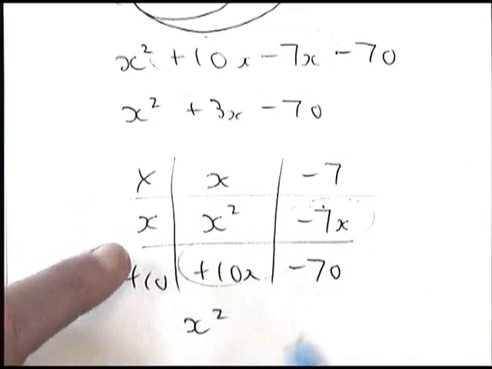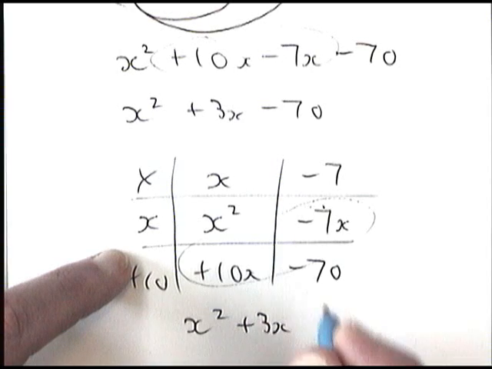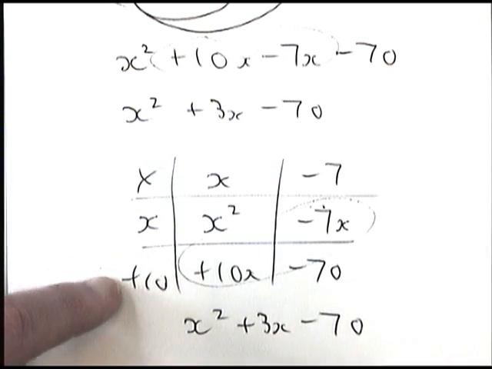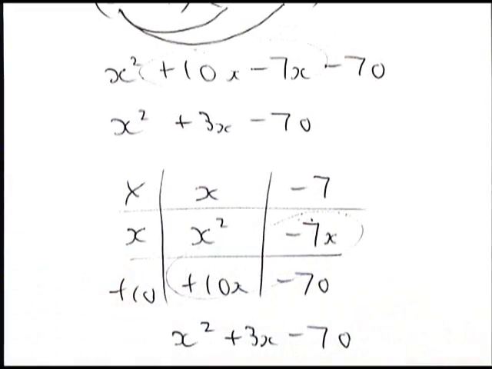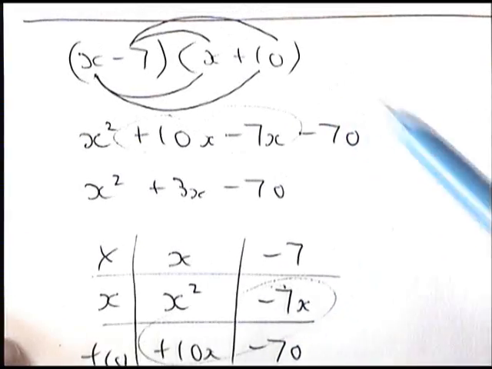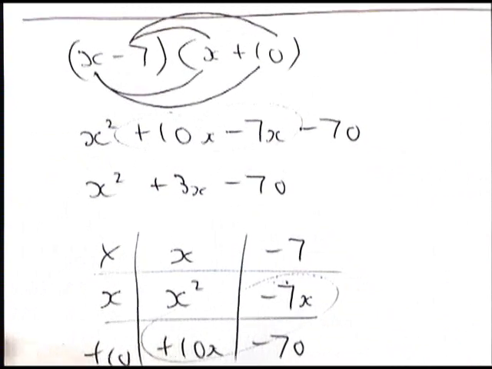Together, 10x minus 7x is plus 3x, and I've got the minus 70, which is the same answer as I had in the last one. So you can do these in either way. This way uses less ink, and if you're happy with the top way, that's fine, you can carry on with that way. So, we look at a few more, and I'll make them slightly harder as we go.